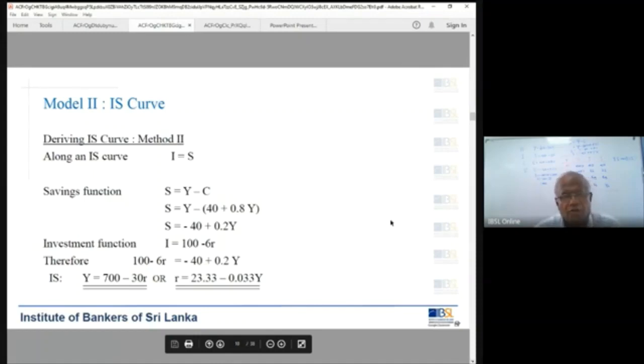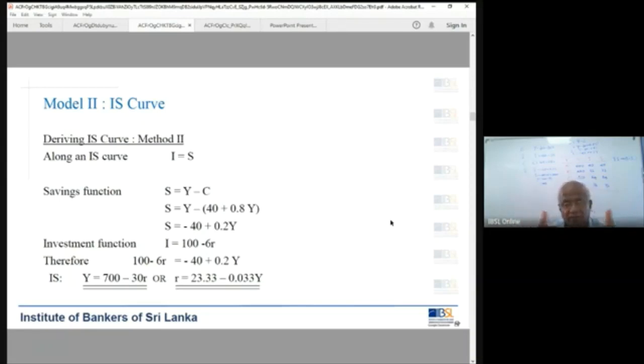Deriving the IS curve, method 2. This way also you can derive it. You can go through investment equals savings, using the savings function we derived. Please go through this one. Using the investment function, again you can derive the same IS curve, 700 minus 30R. 700 minus 30R can be derived using the investment-savings equilibrium also.